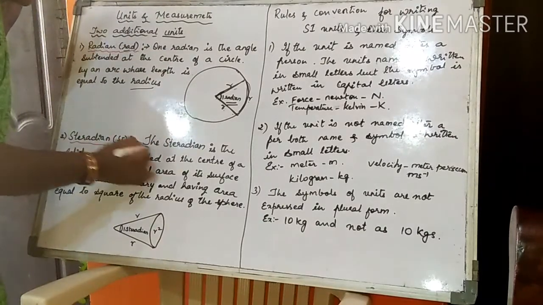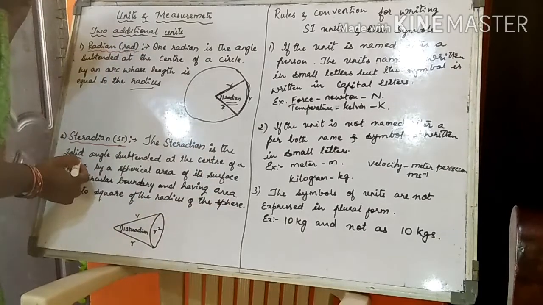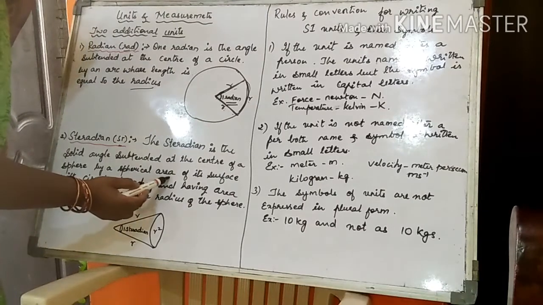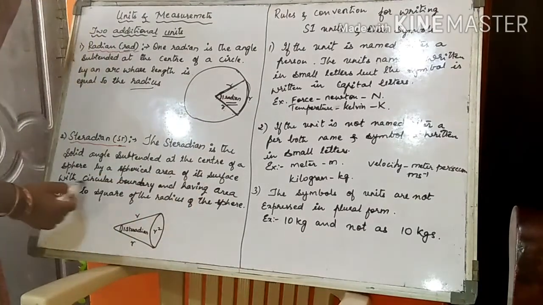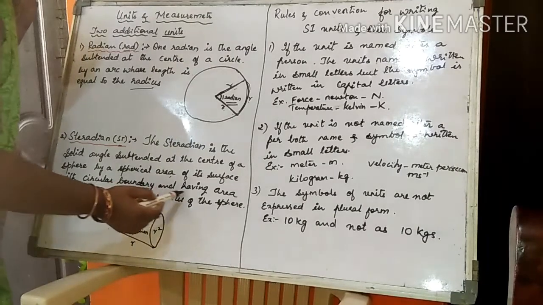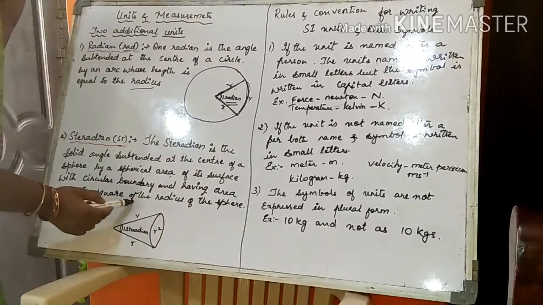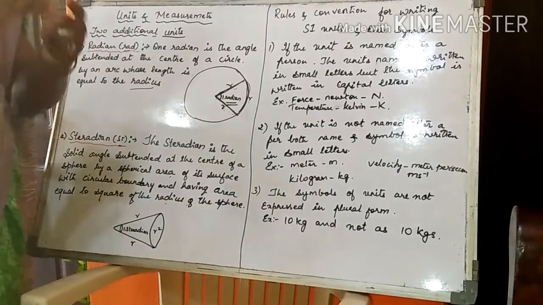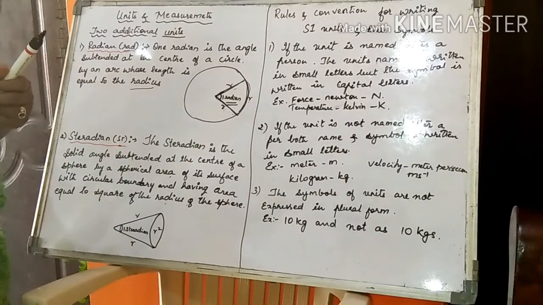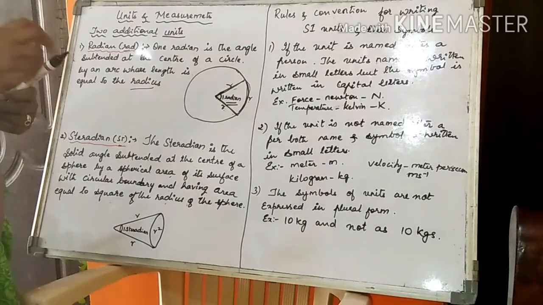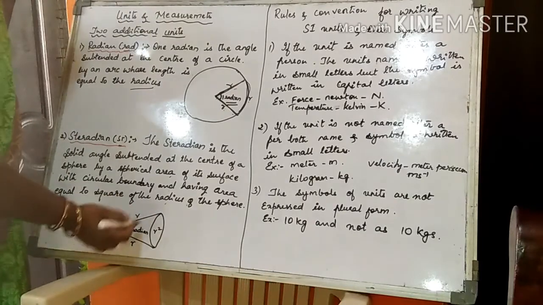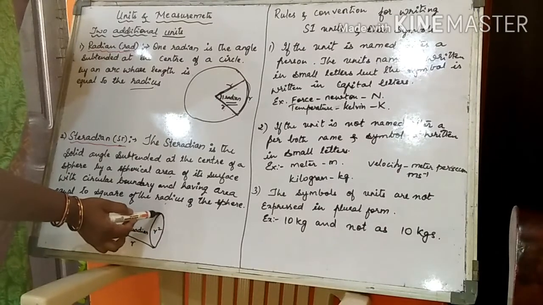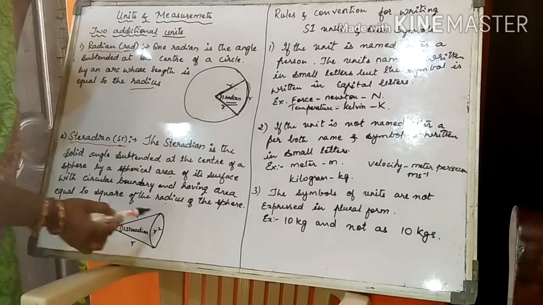The steradian is the solid angle subtended at the center of a sphere by a spherical area of its surface with circular boundary and having an area equal to the square of the radius of the sphere. So take a complete sphere, and take only one section of it, like a cone. I have taken a cone here. One steradian is where the area of this upper portion of the cone is equal to r square.